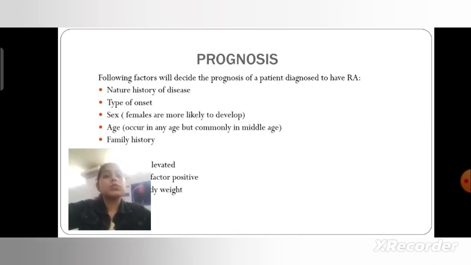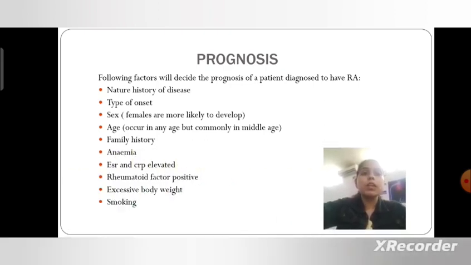Now the prognosis of rheumatoid arthritis. The prognosis of rheumatoid arthritis depends on several factors. These factors are: first, natural history of disease; second, type of onset; third, sex, in which females are more likely to develop it. Next is age, it occurs at any age but commonly in middle age. Next is family history, then anemia, then elevated ESR and CRP. Next, rheumatoid factor positive and excessive body weight, and last is smoking.